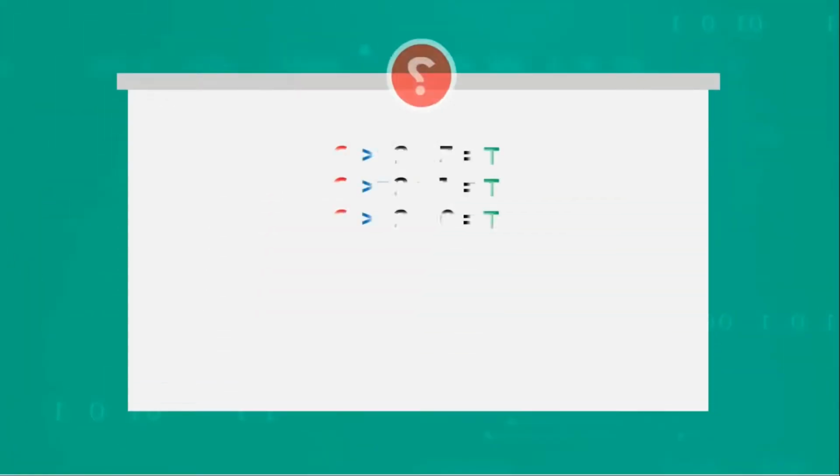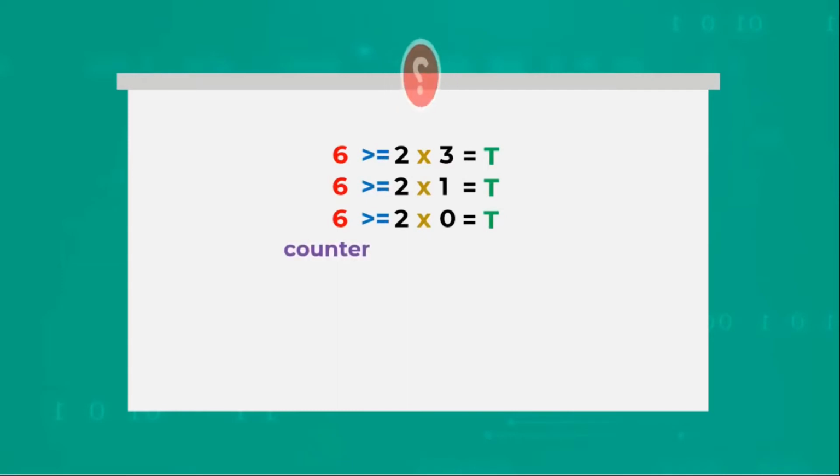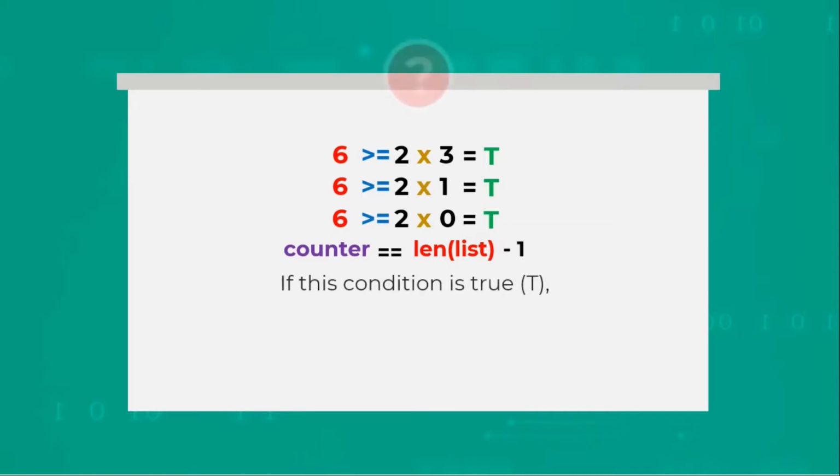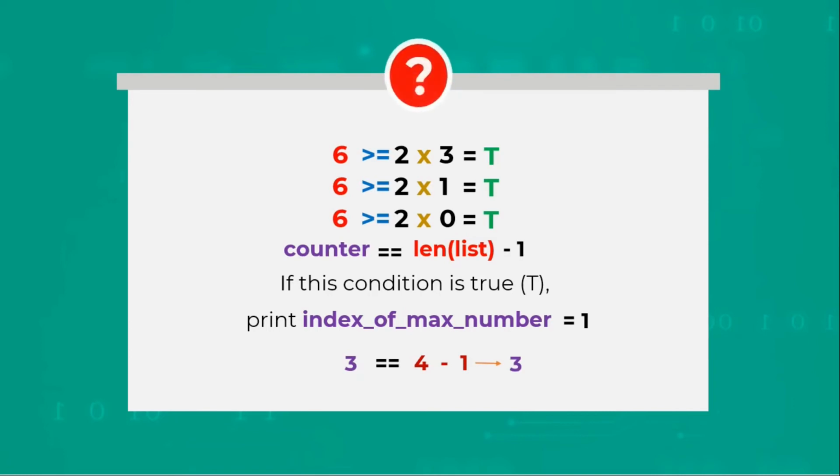Finally, you have to check if the value of your counter is equal to the length of the list -1, since we are excluding the maximum number out of the comparison. Now, if this condition is true, we can then print the index of the maximum number, which is in our case here, 1. So our counter is 3, which should tally with the length of our list, which is 4 minus 1, which gives 3.